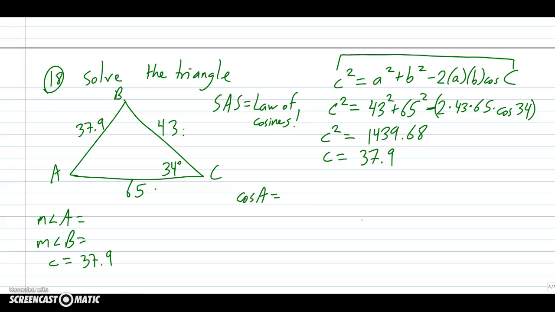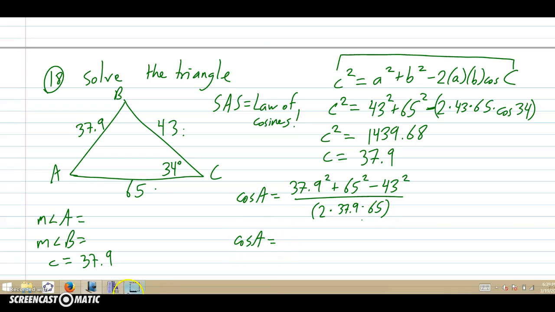Okay? So the cosine of A equals, again, the two sides around it: 37.9 squared plus 65 squared, minus 43 squared, over 2 times 37.9 times 65. Okay?